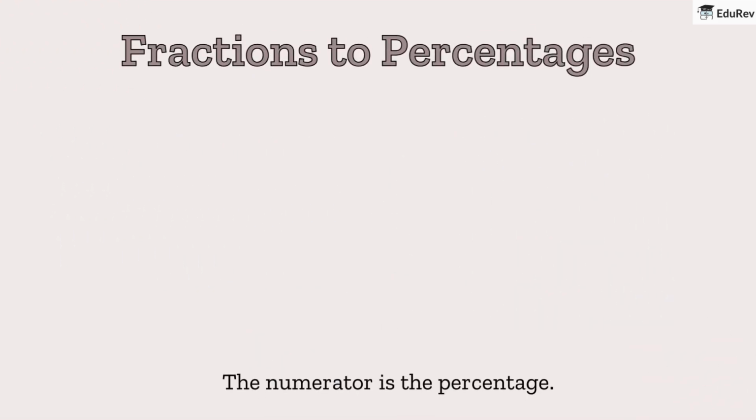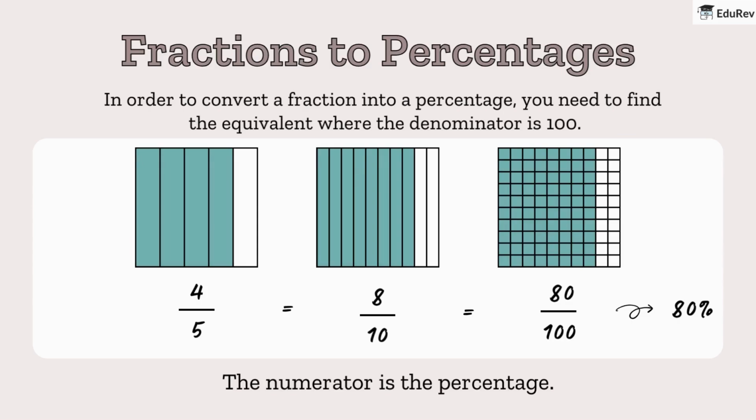Fractions to percentages. To convert a fraction into a percentage, you need to find the equivalent where the denominator is 100. Here, 4 by 5 is equal to 8 by 10 if we multiply both numerator and denominator by 2. Similarly, 8 by 10 can be written 80 by 100, which is equal to 80%.